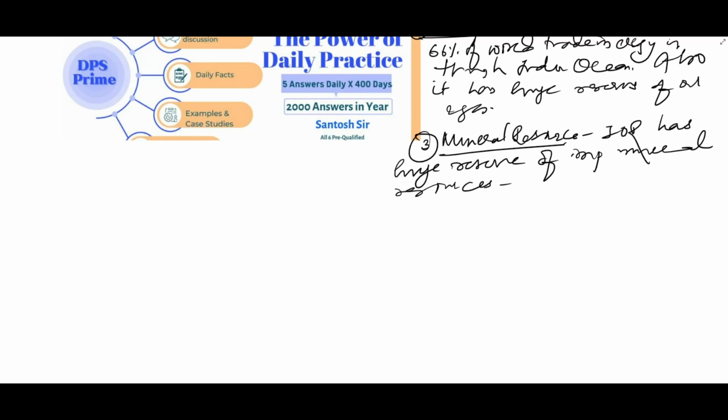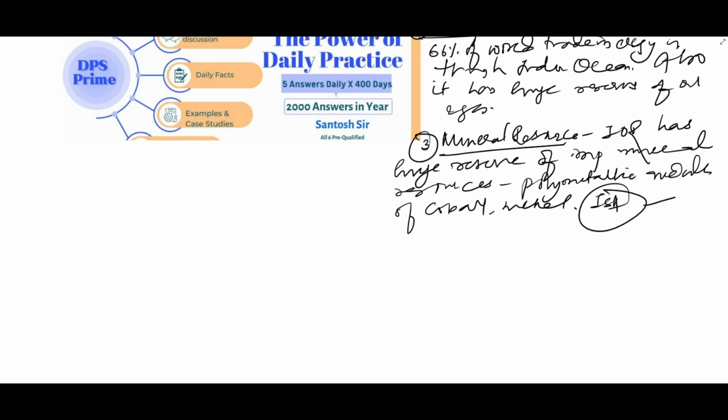For example, polymetallic nodules of cobalt, nickel. If you see, India has recently got the permission also for doing the deep sea mining by the International Seabed Authority. So it is very important. A lot of mineral resources are there in this region, which can help us in future, particularly in the electric vehicle transition and other emerging industries. So this is also very important.